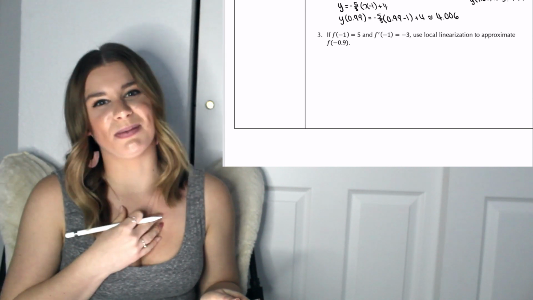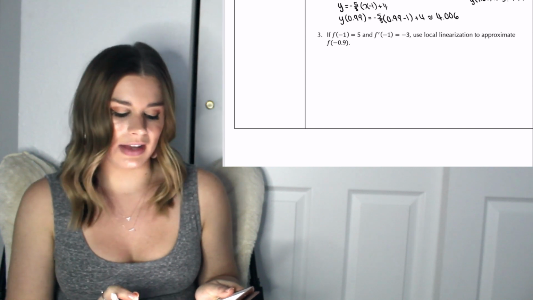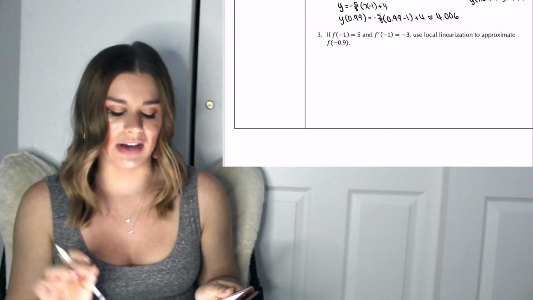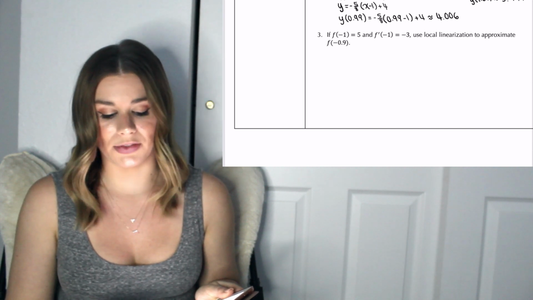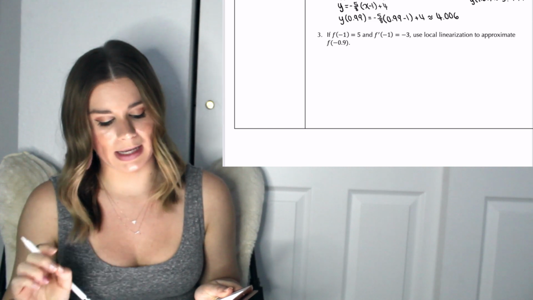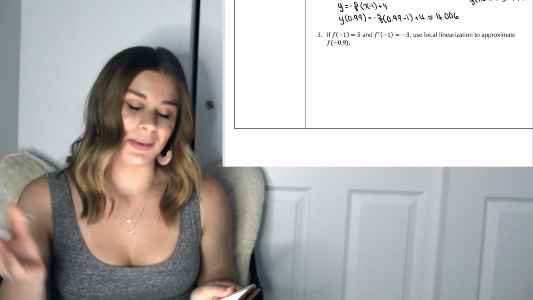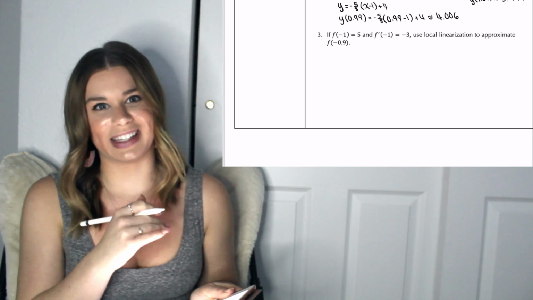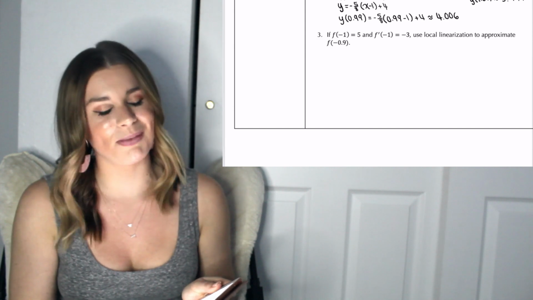Let's go ahead and move on to number 3, which says if f of negative 1 is equal to 5 and f prime of negative 1 is equal to negative 3, we're going to use local linearization to approximate f of negative 0.9. Okay, so once again, feel free to pause here, do it on your own, unpause, and then go over your answer with me.